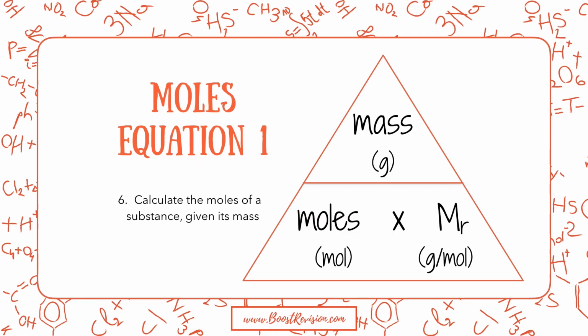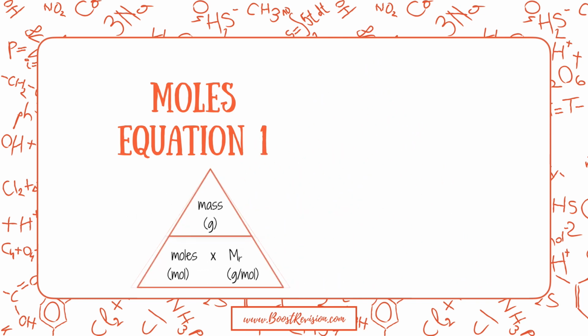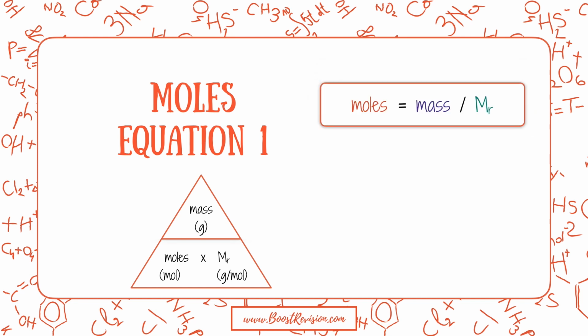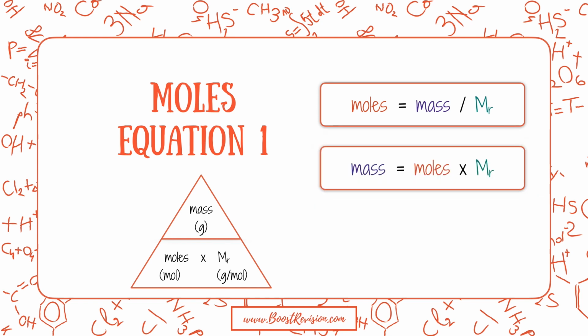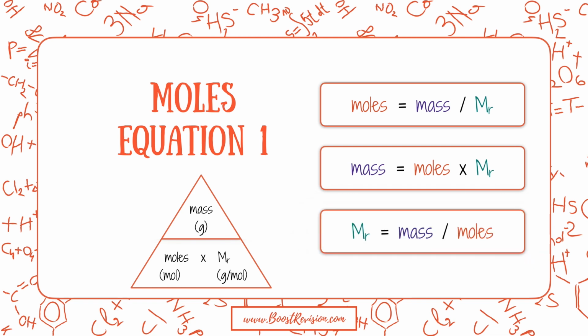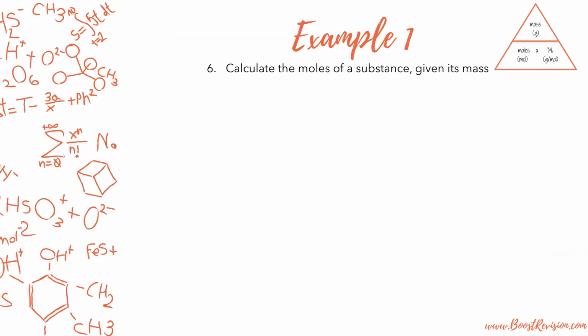The main moles equation you'd have learnt before is this one here: moles equals mass over Mr. So to calculate the moles of a substance given its mass, we need to do mass divided by the Mr of the substance, which is the molecular mass or formula mass of that substance. As well as being able to use it to calculate moles, you also need to be able to use this equation to calculate mass or Mr by rearranging it in these three different orientations. Let's start with some examples using this equation triangle to calculate the moles of a substance given a mass.